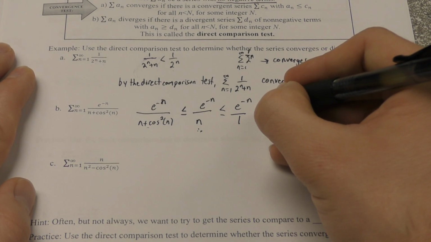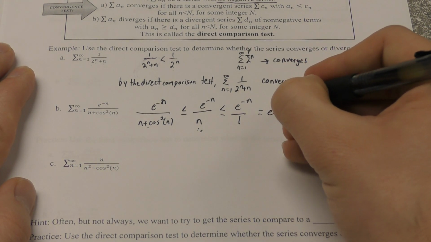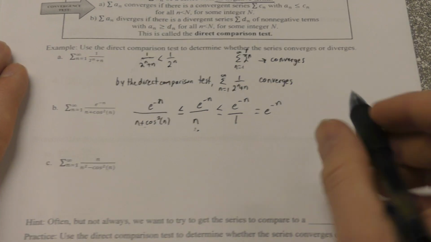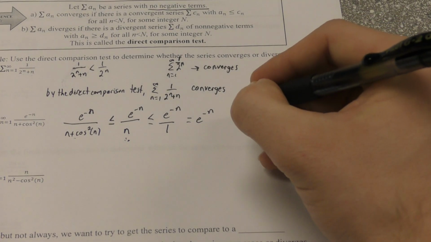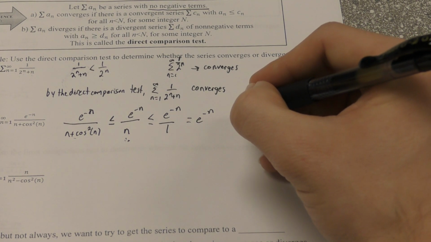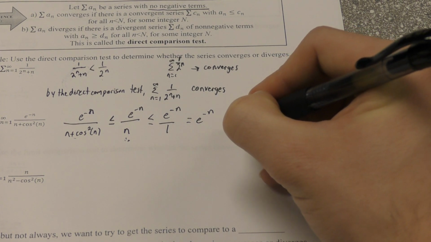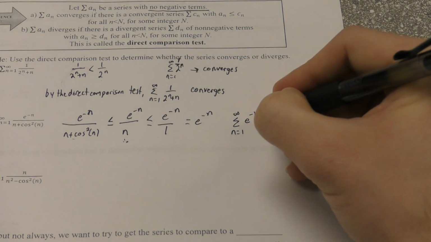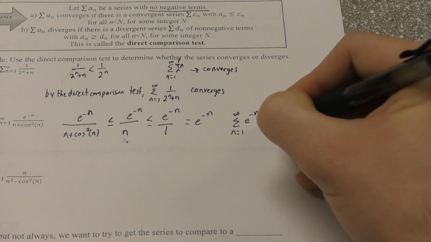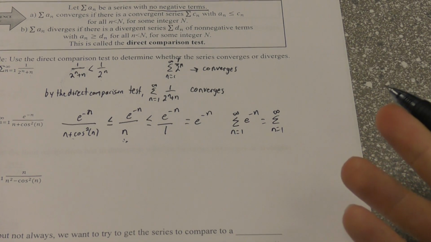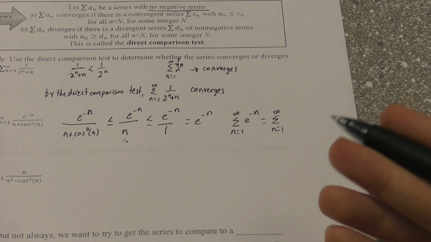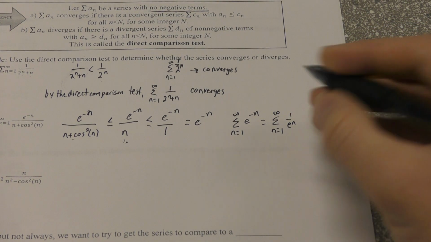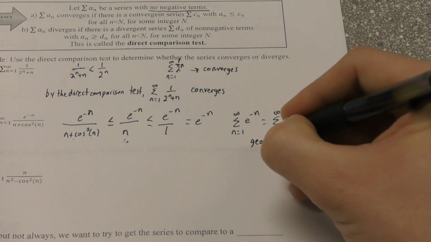And what does that mean? This is going to be equal to e to the negative n. So I want to compare it to e to the negative n. What's going to happen to that series? That's going to be my direct comparison. So I'm going to compare it now to the series e to the negative n. All right, wait, I know something about that. I could use the integral test to show this if I wanted to. Or I can say, hey, wait, this is 1 over e to the n. That is geometric.